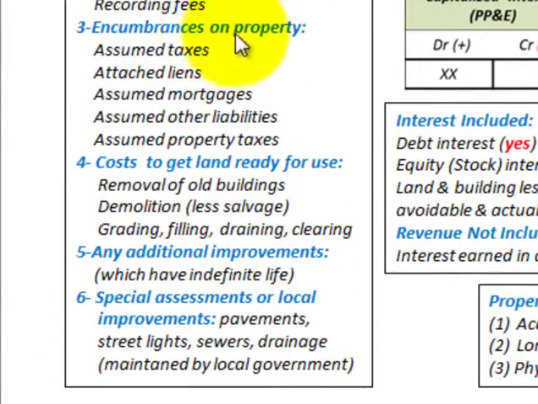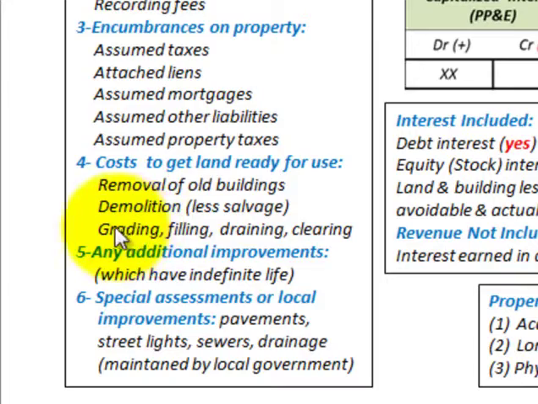And then we'd have encumbrances on the property. That could be our assumed taxes, attached liens, assumed mortgages, assumed other liabilities, and any assumed property taxes upon the purchase of the land. And then number four, we have the cost to get the land ready for use. That could be for removal of the old buildings, the demolition of the old building, less any salvage value. Any salvage value would reduce our land cost.